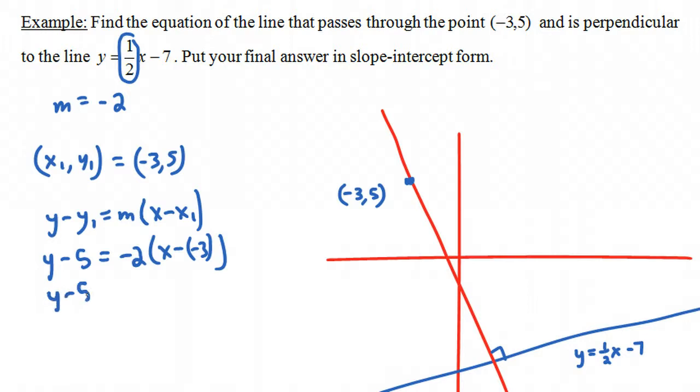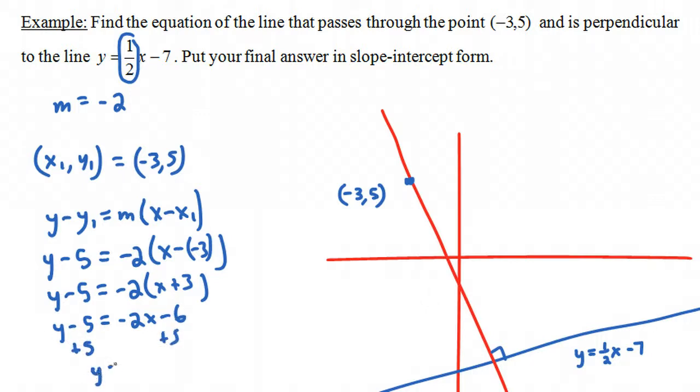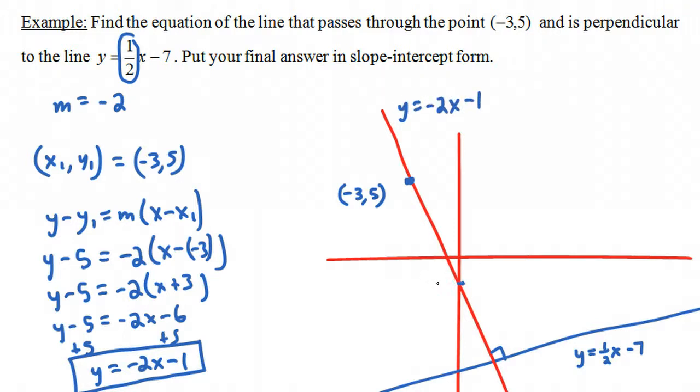Okay, distribute the -2. Well, actually, before we distribute the -2, let's rewrite x minus -3 as x plus 3. Okay, now let's distribute the -2. We get -2x minus 6 on the right side. And if we add 5 to both sides, we get y equals -2x minus 1. So that is the equation of the red line here. Okay, this line is y equals -2x minus 1. Actually, it intersects the y-axis down there at -1. Okay.